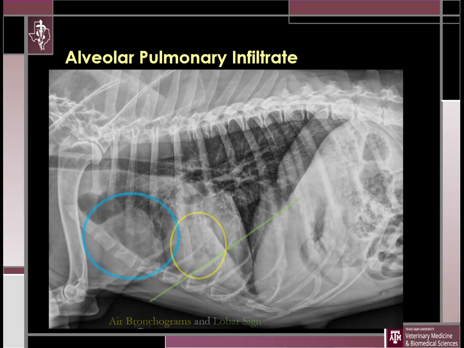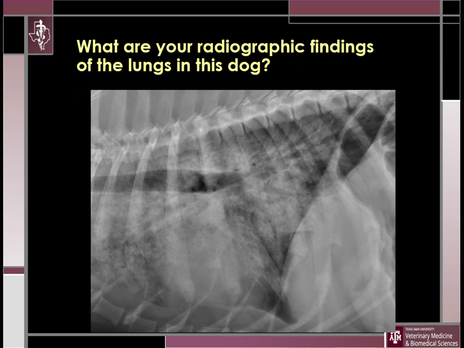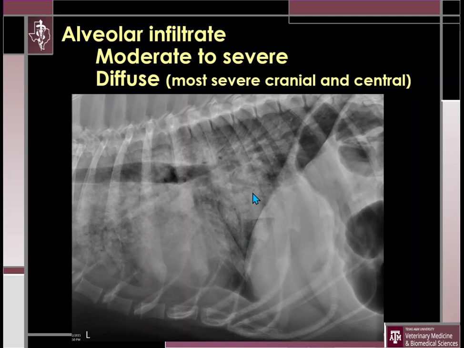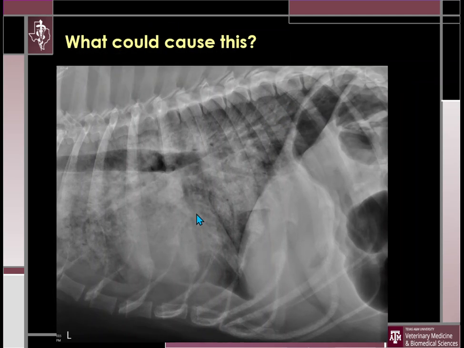Showing you that air bronchogram and the lobar sign and that enlarged cranial mediastinal mass or sternal lymph node. So these lungs are obviously abnormal. You can see some vessels, but then you start losing the vessels, and I don't see any vessels here. This is a pretty diffuse distribution. It's most severe cranially and ventrally here, less severe up in the caudal dorsal, but I would call this an alveolar pattern that's fairly diffuse.